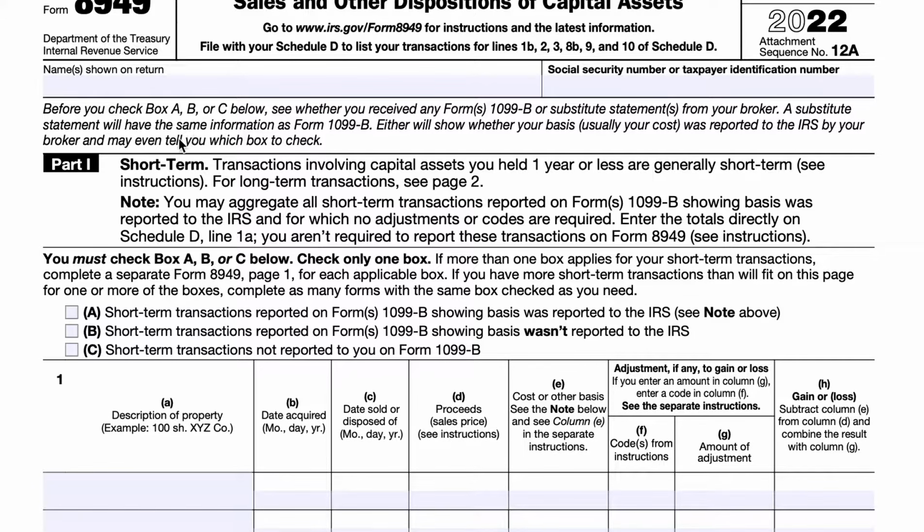So in line 1, you will use a separate part 1 for each type of short-term transaction. So if you do have transactions that fit category A, category B, and category C, then you must use a separate form 8949. And you can complete as many copies of part 1 as you need to report all transactions of each type.